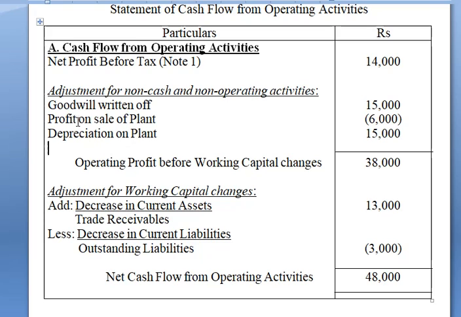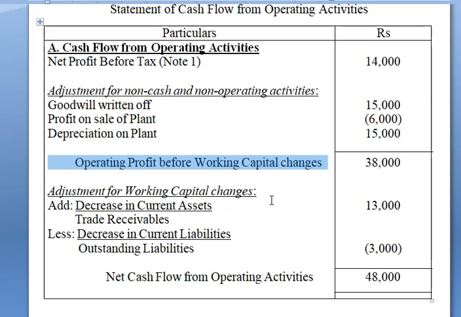This plant is a fixed asset, right? So whenever there is profit on sale of a fixed asset, that is your capital profit. Sometimes there can be loss also. That loss on sale of any fixed asset will be treated as capital loss. Whenever there is capital profit or loss, you have to adjust here. In case of profit you do subtraction, but in case of loss you have to do addition. So 15 plus 15, 30, 30 plus 14, 44. So 44,000 minus 6,000 will be 38,000. This 38,000 represents operating profit before working capital changes.